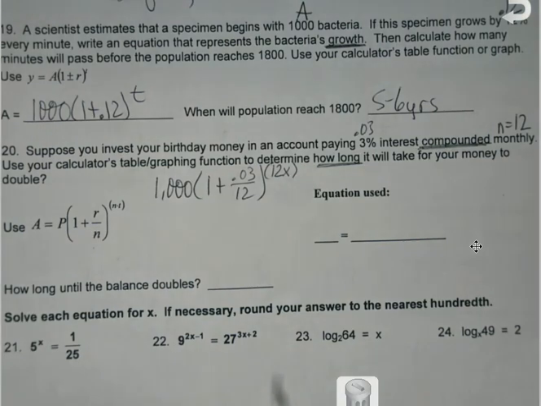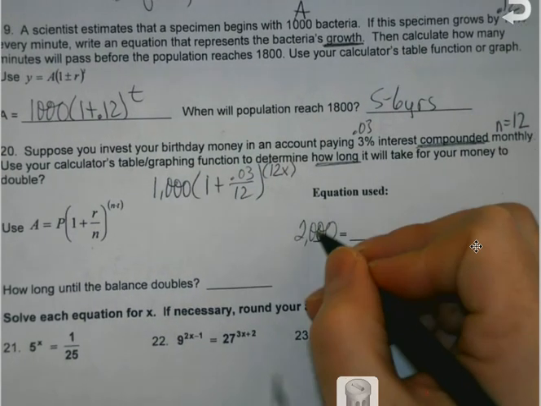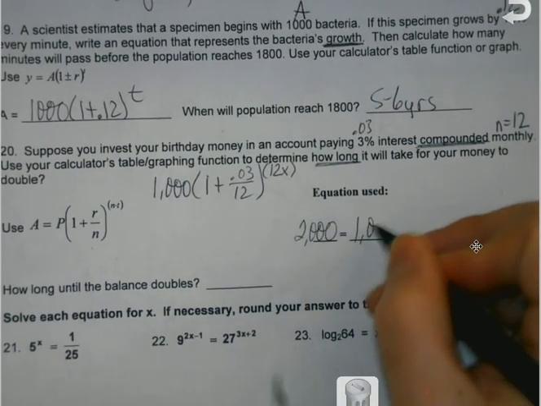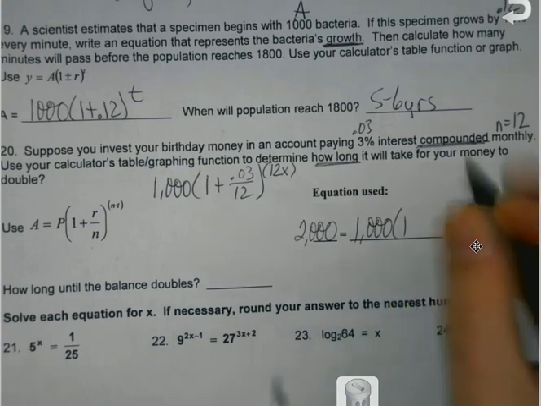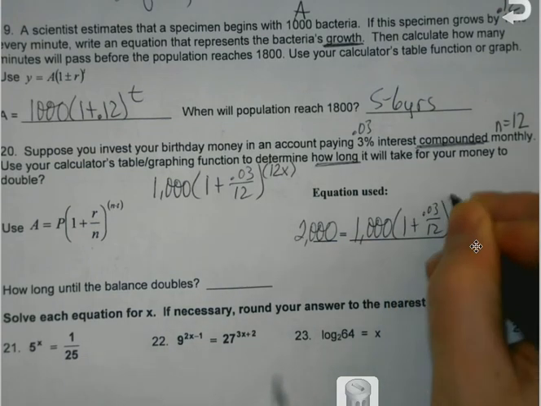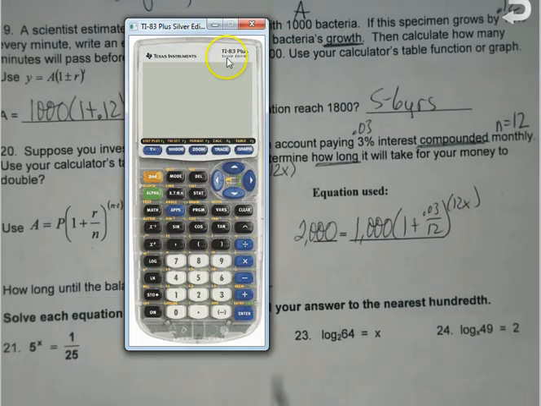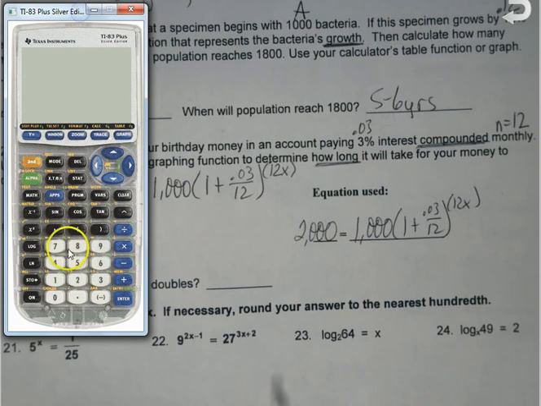So 1,000, 1 plus my rate divided by N, and then I do N times T. How long? I don't know. That's what I'm trying to find out. How long will it take for my money to double? How long will it take for, in my case, it to get to 2,000? If you used 1,000,000, how long would it take to get to 2,000,000? If you used 100, how long would it take to get to 200? Now, I don't type the 2,000 into my calculator. That's just telling me the Y value that I'm looking for.